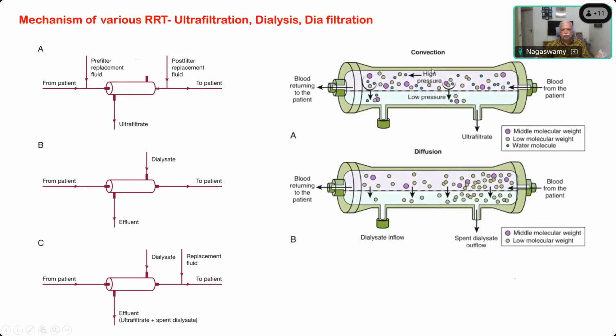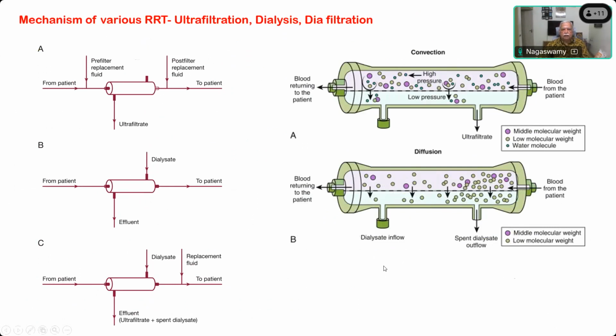So this is another picture to show you the same thing where convection and diffusion are taking place. And here the excess fluid from the blood comes out as an ultrafiltrate, whereas here there is a dialysate fluid going in, dialysate inflow, and the effluent outflow is there. So here this is an empty space, whereas here it will be filled with the dialysate fluid, and both run in opposite direction. Patient's blood comes from this side and goes out, whereas the dialysate fluid goes from here and comes out in this direction. So there is a countercurrent mechanism.